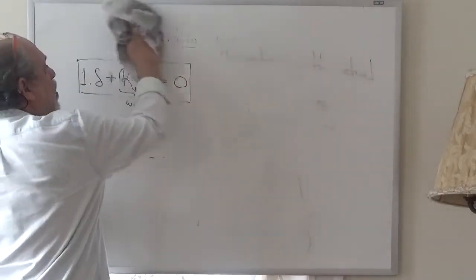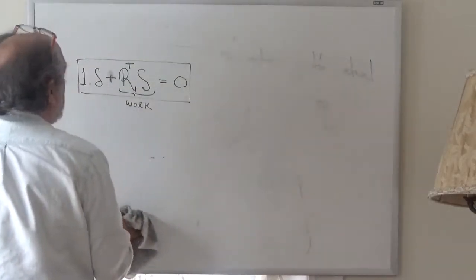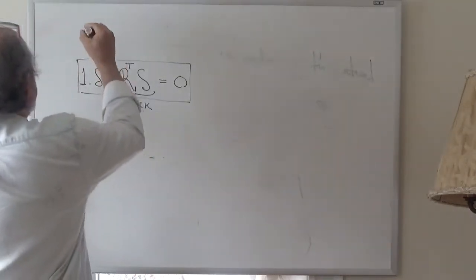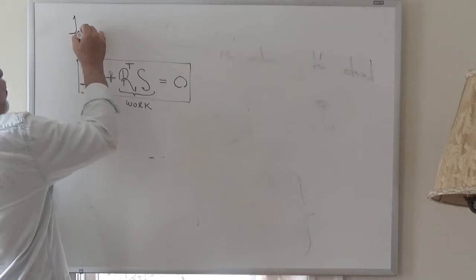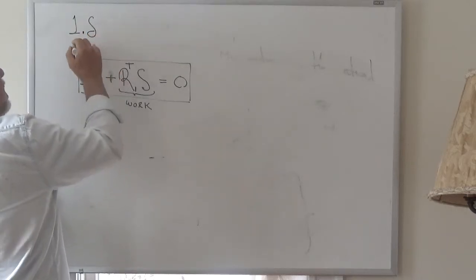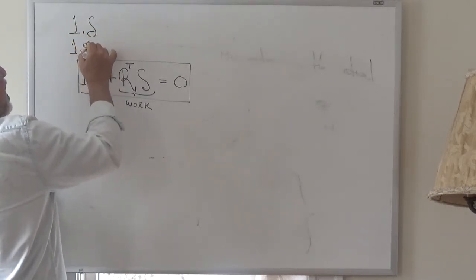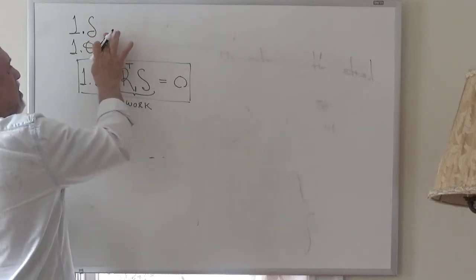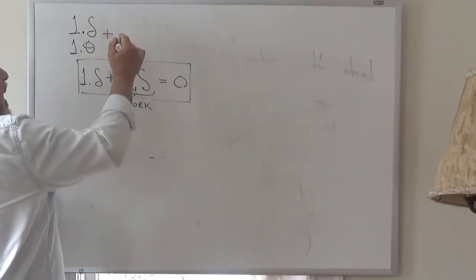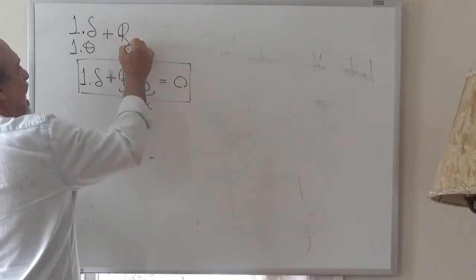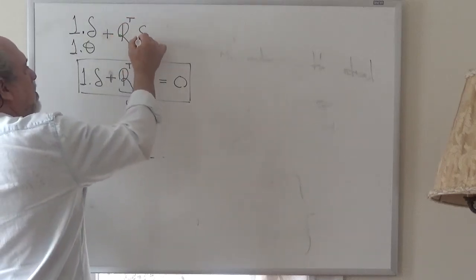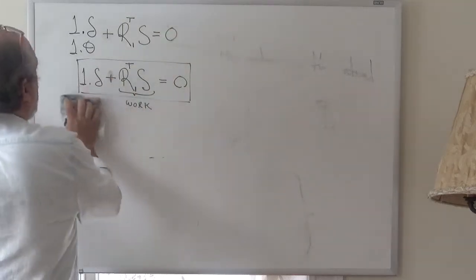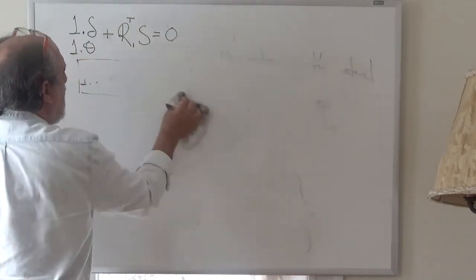So I'll erase here. I will move the formula to the corner and make it a little bit smaller so we have a little more room. So 1 times delta, or 1 times theta, equals, plus, you could say equals the negative, but I've just plus R1 transpose times S is equal to 0. That's the formula that we are going to be exemplifying.